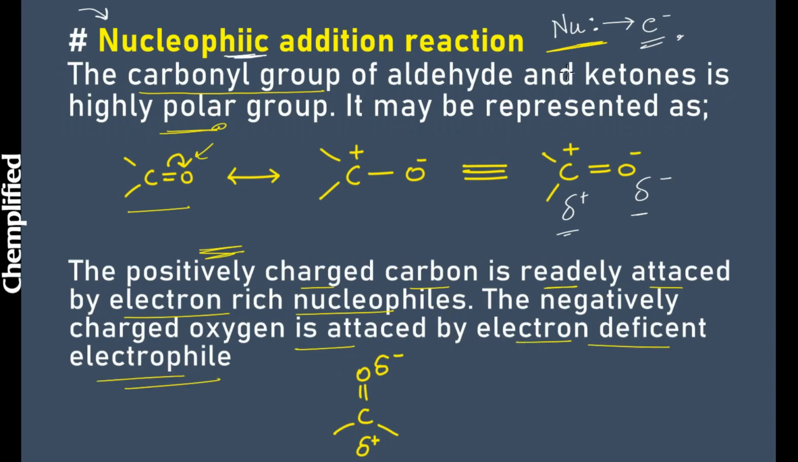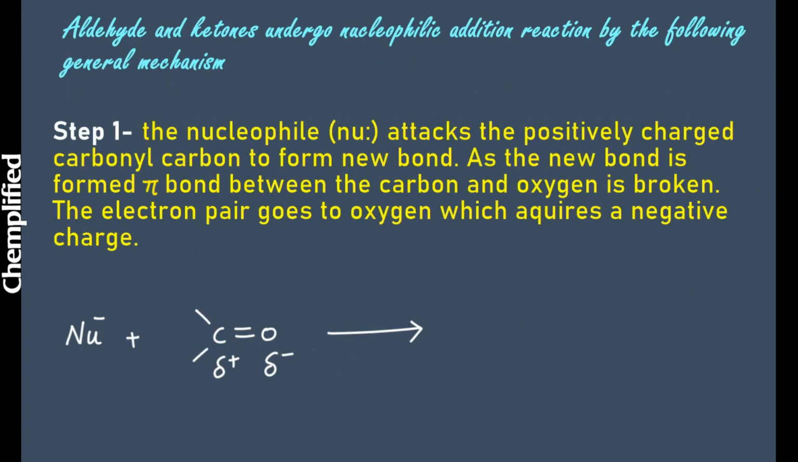Now, a nucleophile has the ability to donate electrons. An electrophile has the ability to gain electrons. So here in the carbonyl group, this carbon will act as the electrophile. So the nucleophile will attack the carbonyl carbon, right? Now let's take a look at the process. Aldehydes and ketones undergo nucleophilic addition reaction by the following general mechanism. Now, we will talk about the mechanism.